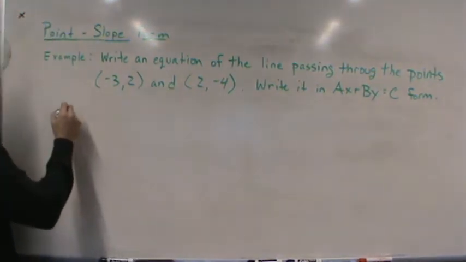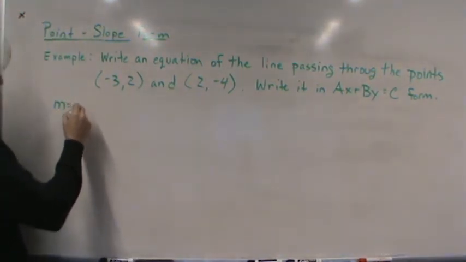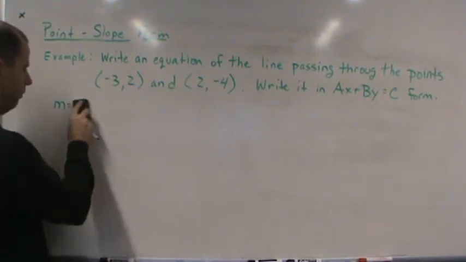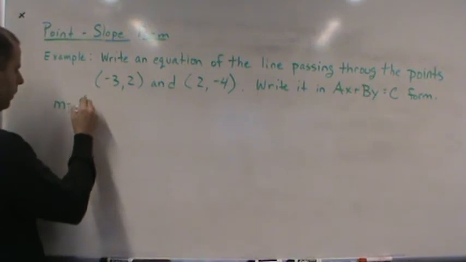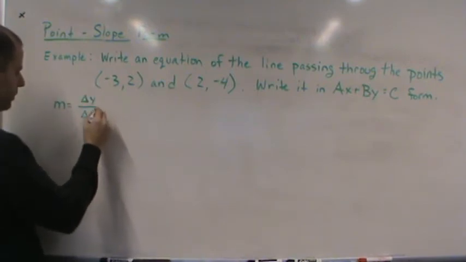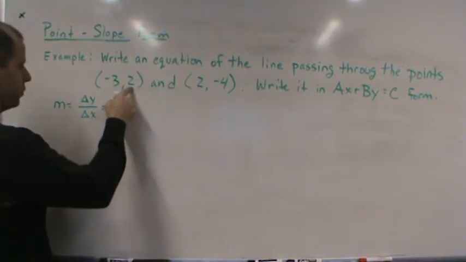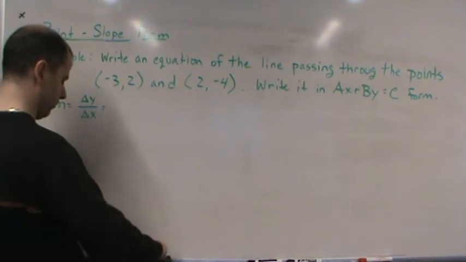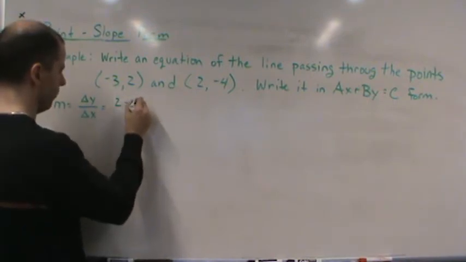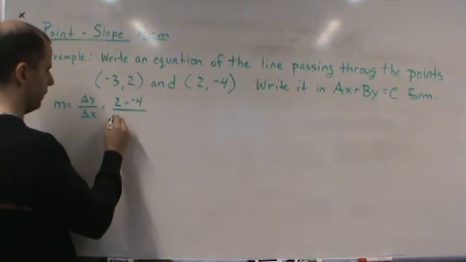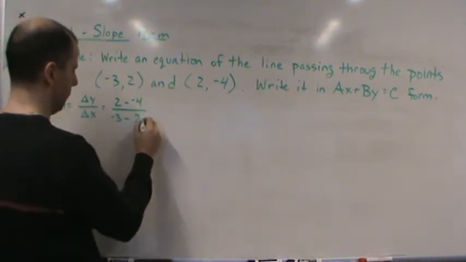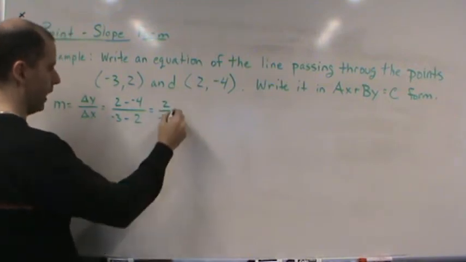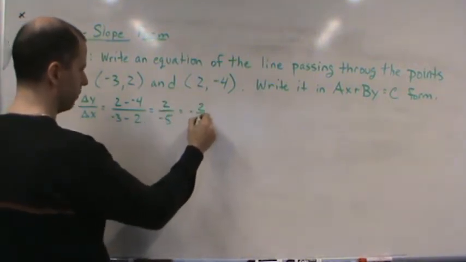Okay, so the first thing I need to do is find the slope, and so I'm going to use the slope formula. So I'm going to do change in y over change in x, rise over run. And so now I'm going to do 2 minus negative 4, divided by negative 3 minus 2. And so this is going to give me 2 over negative 5, or negative 2/5.